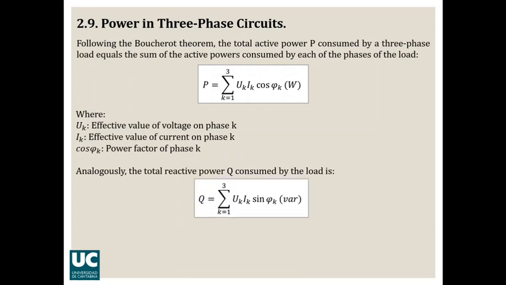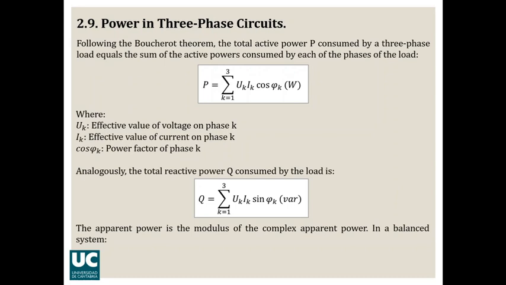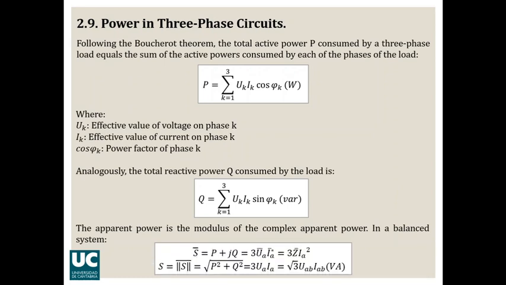So here we will have this expression. Remember that the units will be watts in the active power and voltamperes reactive in the reactive power. So if we want the apparent power, which is the modulus of the complex apparent power, then we will need to use this expression. So this expression here is the complex power.